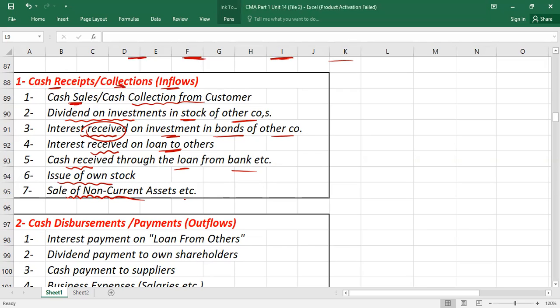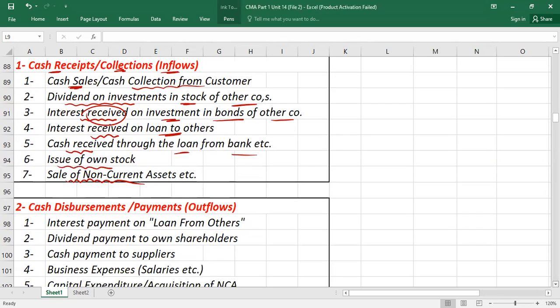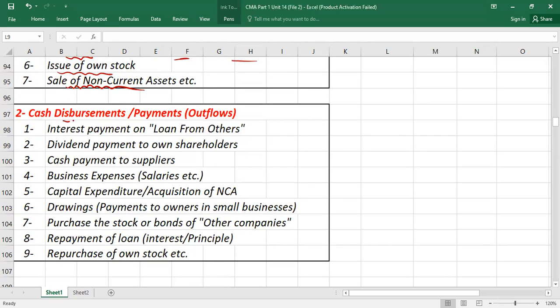Now here we have cash disbursements, like which items could be part of cash disbursement. It is also called payments or outflows. So here we go, number one, interest payment on loans from others. Again, assume you have taken a loan. Let's assume you are a company. You have taken a loan from a bank. On that loan, you have to pay interest. So interest payments are going to be your outflows.